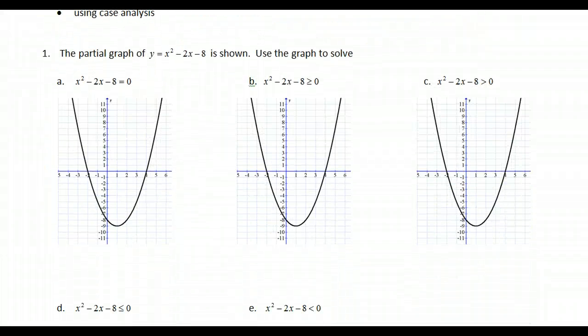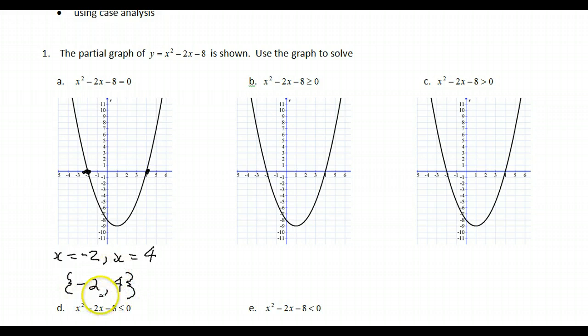So here, the partial graph of y equals x squared minus 2x minus 8 is shown. Use the graph to solve. When is x squared minus 2x minus 8 equal to 0? Well, this point here and this point here. So this would be x equals negative 2 and x equals positive 4. We can express that as a solution set. Brace brackets, negative 2, 4. Okay, don't put it in parentheses. That would make it an ordered pair.